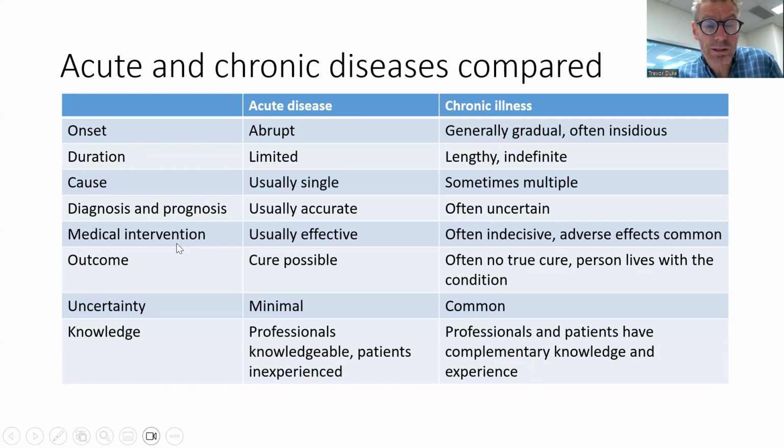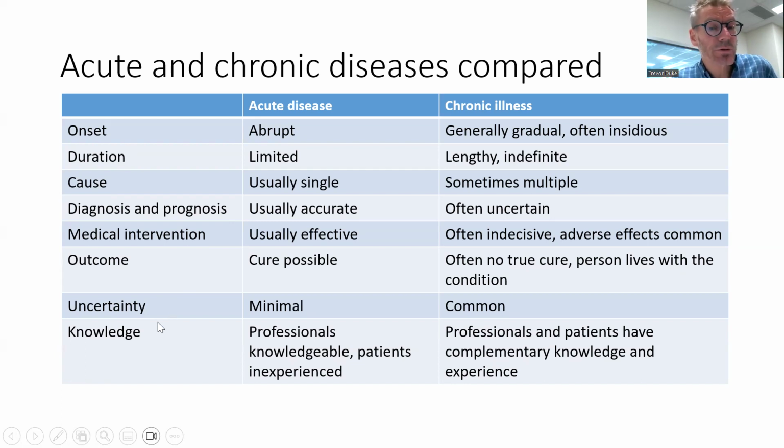For medical interventions, drugs and medications, they're usually quite effective for acute diseases, but for chronic diseases, they're sometimes very effective and sometimes they're a bit indecisive, uncertain whether they'll have a strong effect. And sometimes adverse effects of those medications will be as significant as the treatment itself. For acute diseases, the outcome is almost always that a cure is possible, but for chronic diseases, there's often no true cure, and the child lives with that condition right through childhood, adolescence, and sometimes into adulthood.